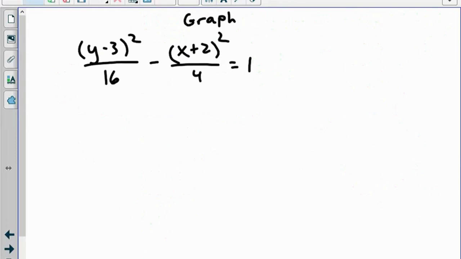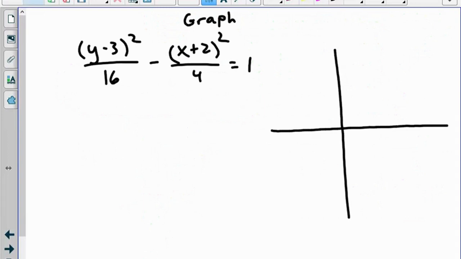Let's graph a couple of these problems. So notice that (y minus 3) squared is positive. So that means that this is clearly going to open up and down. So that's something that we have to keep in mind when we are finished doing the problem. The center is at 3, -2. That doesn't change in almost any conic section.